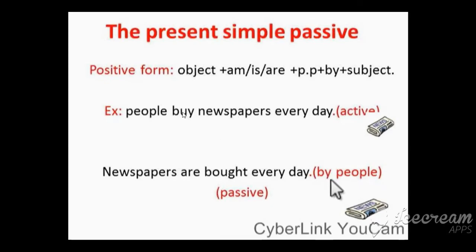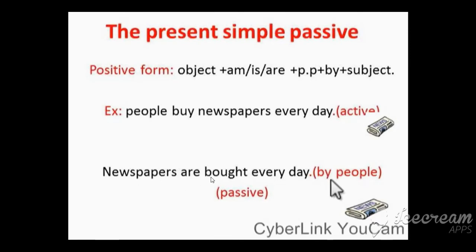Past participle of the verb buy. Bought, bought. So the past participle of buy is bought. Newspapers is the object, verb to be, past participle, complement. So newspapers are bought every day. معناها تم شراء الصحف. لا نعلم من قام بهذا الفعل. اوكي؟ ممكن اضيف في الاخر by people بواسطة الناس. It's not important to write the subject.